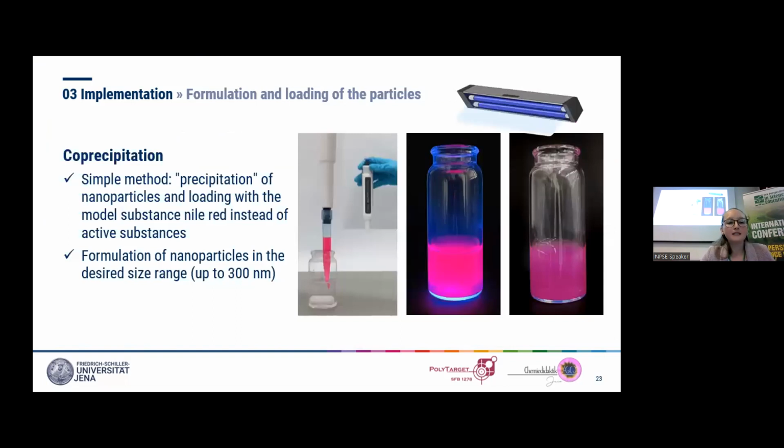By using nanoprecipitation for the formulation of the particles, it is a very simple method for the school. And even though it is so simple for the students, we can formulate nanoparticles in the desired range up to 300 nanometers. Here you can see the process of the injection of the organic phase into water. For this clip, we used a micropipette, but it is also possible with a simple Pasteur pipette. The end of the particle solution you can see in the picture, on the one hand under normal light conditions, and on the other hand under ultraviolet light.